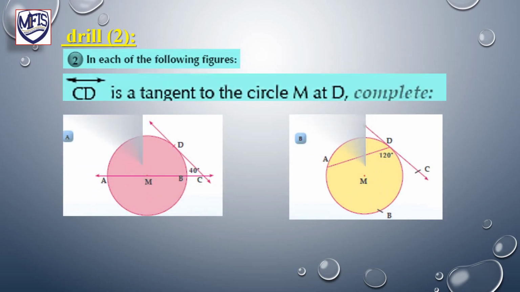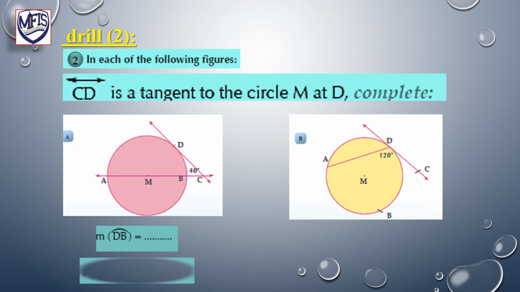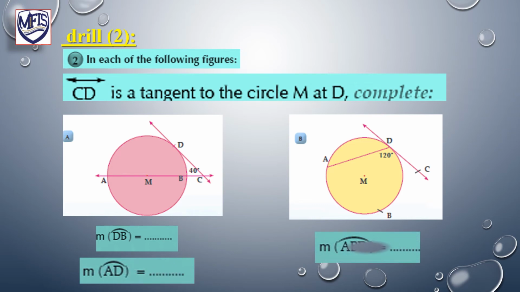Drill number 2. In each of the following figures, CD is the tangent of circle M at D, then complete. Number A, I want to find measure arc DB and measure arc AD. And in number B, I want to find the measure of arc ABD. Let's see number A. I want to find the measure of arc DB. To find the measure of arc DB, I need to find the measure of the central angle which is drawn on the arc DB, this angle.